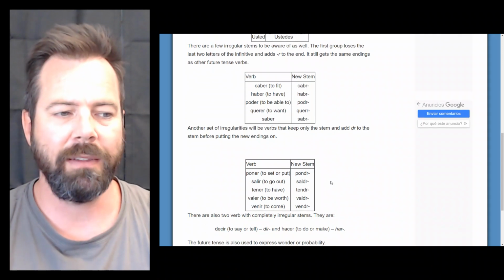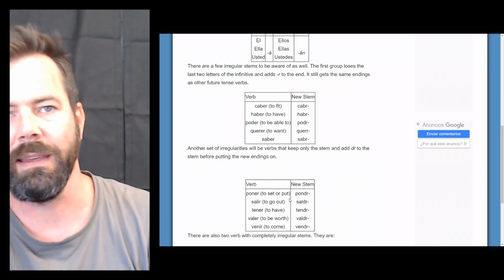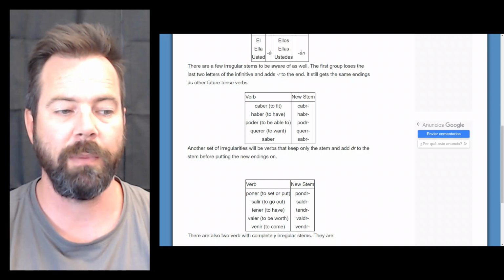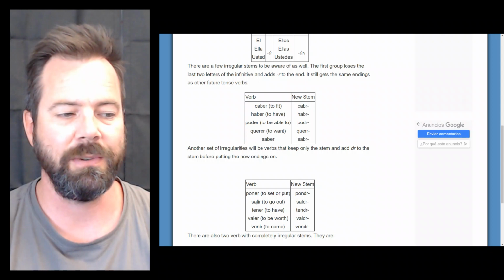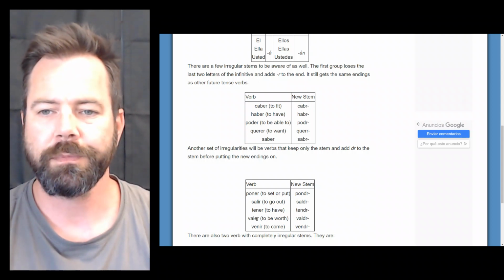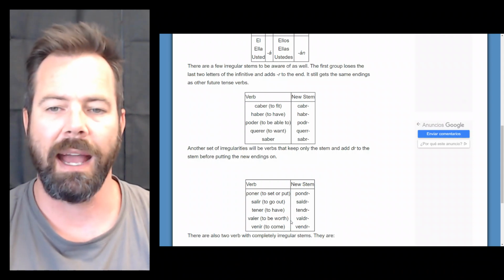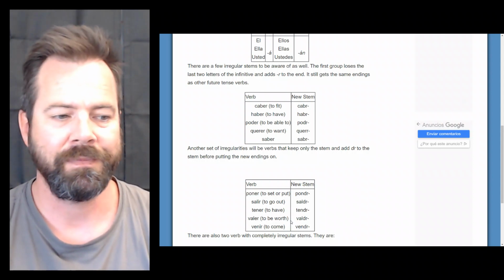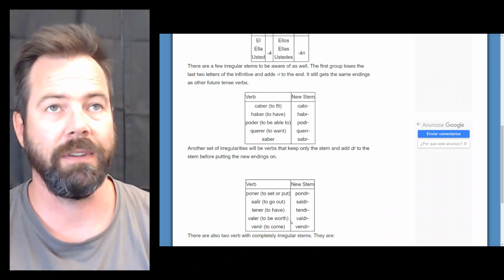The next group of irregulars is similar. You have 5 verbs where you replace the vowel in the ending of your verb with the letter D. So poner would be P-O-N-D-R. Salir, the I changes to a D. Tener, your E changes to a D. Valer, your E changes to a D. And venir, I changes to a D. So like I will put, yo pondré. You will have, tendrás. And that's pretty much it. It's a very simple verb tense to use, and it's obviously talking about the future.